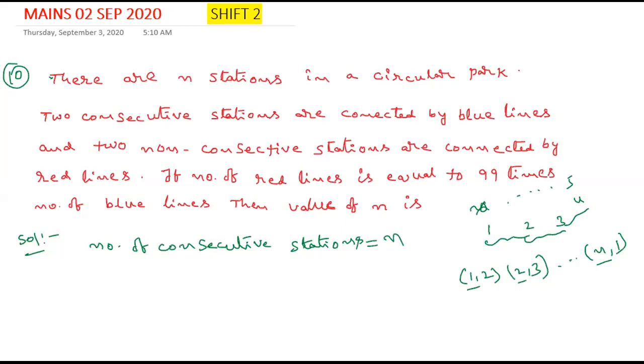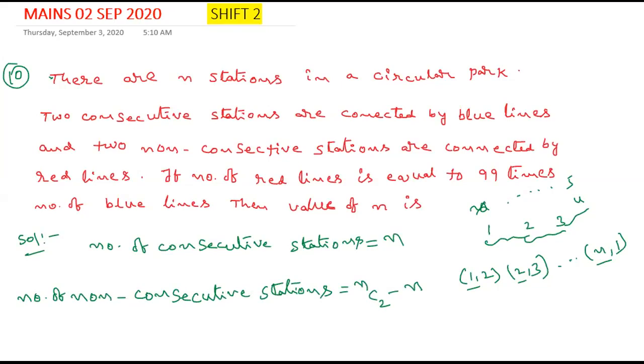Now the number of non-consecutive stations. First of all, how many total pairs are possible? Out of n, 2 can be selected, and the consecutive ones can be subtracted. So the number of non-consecutive pairs is nC2 minus n.